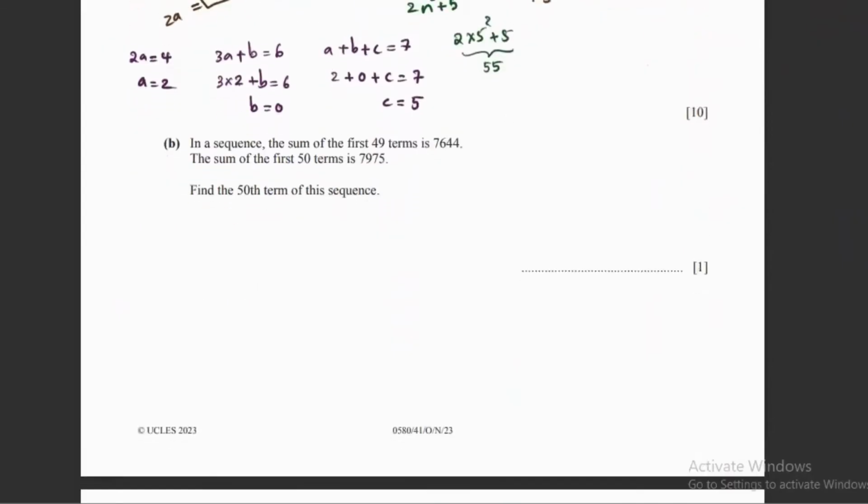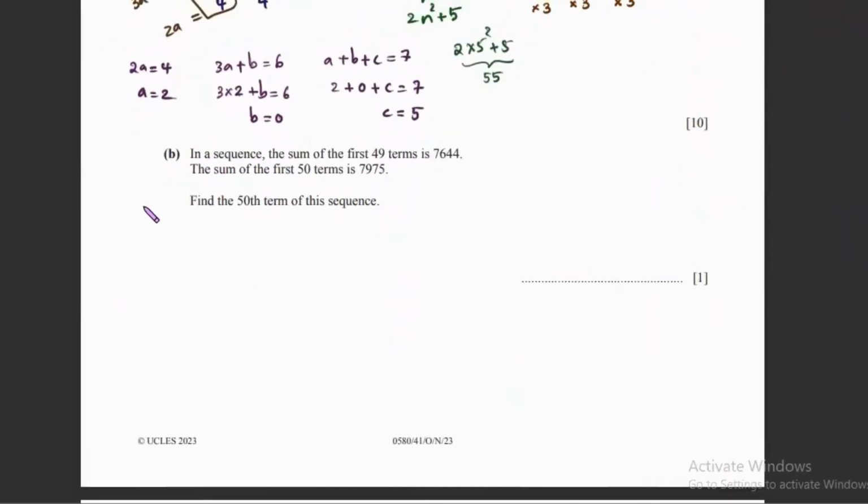Let's move on to the next part that we have, which is question B. In a sequence, the sum of the first 49 terms is 7,644. The sum of the first 50 terms is 7,975. We need to find the 50th term. The sum of all the first 49 terms is given. The sum of the first 50 terms is also given. The difference between the two will give us the 50th term.